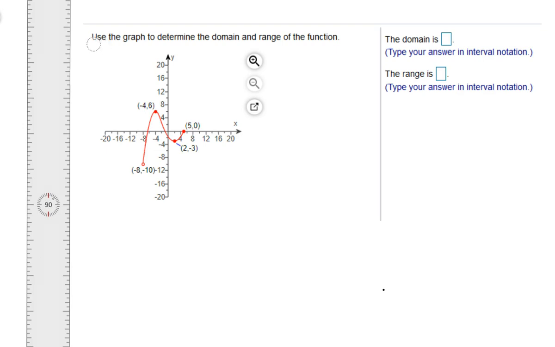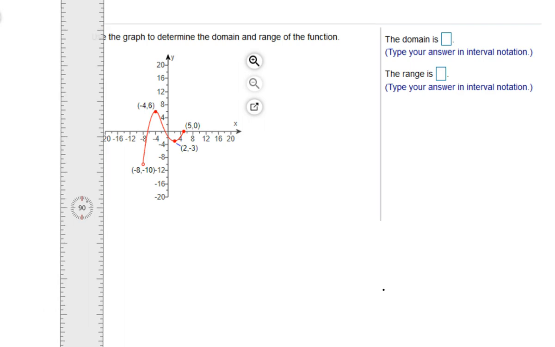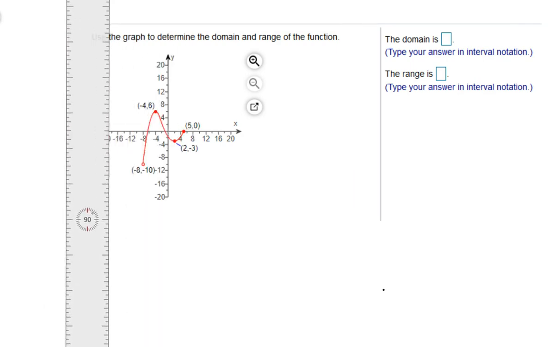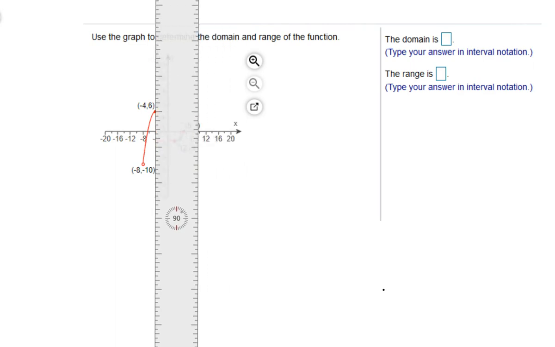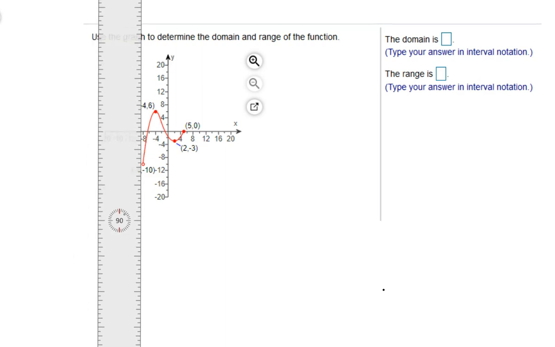So the next example I have here says use the graph to determine the domain and range of the function. So remember, the domain is the set of all first coordinates and the range is the set of all second coordinates. So the strategy that I like to use to find the domain of the function when you have a graph is to hold my pencil vertically and sweep from left to right. Left to right takes you from smallest to largest. So if I hold that pencil from left to right, I want to think about when is the first time that I hit the graph.